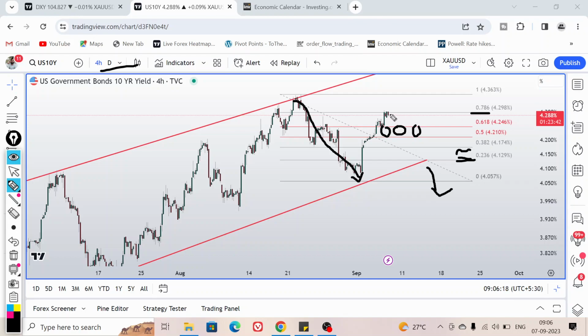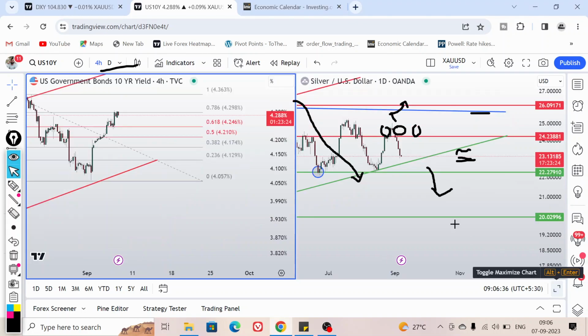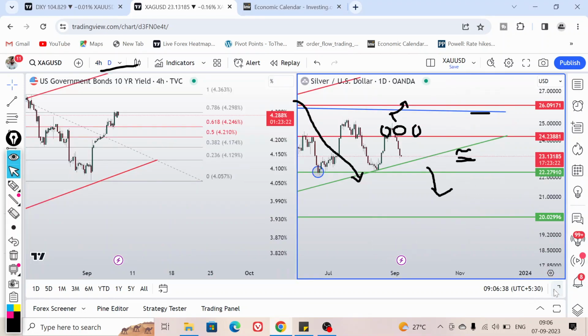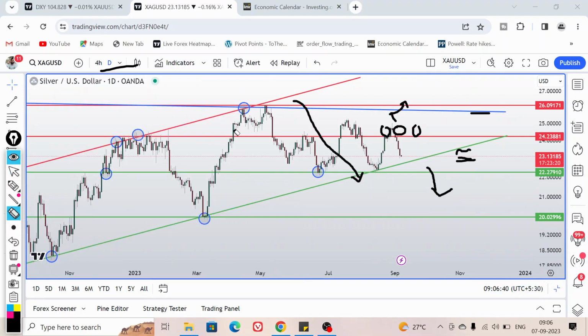So if price trades under this, then some retracement is possible for gold bulls, and we can expect higher price on gold. But if price is able to break down from here, then we have to look for sell opportunities on gold. And for silver, this is the scenario on the silver chart.